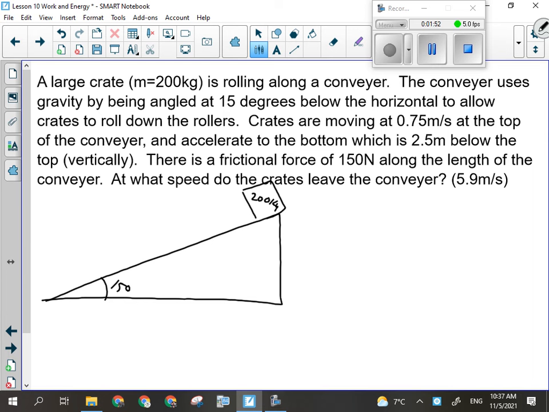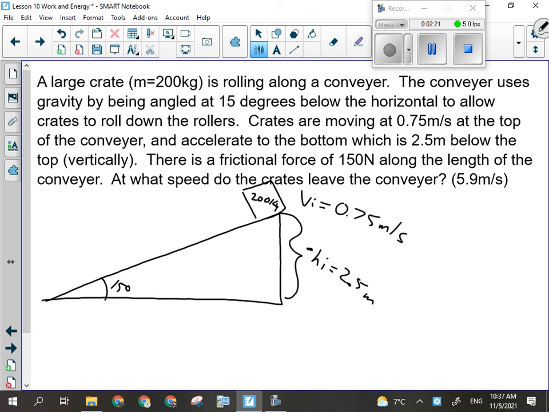The crates are moving at 0.75 meters per second at the top of their ramp. So this is where they start, so that's their initial velocity. And they accelerate to the bottom, which is 2.5 meters below the top. So that means that my initial height is 2.5 meters.